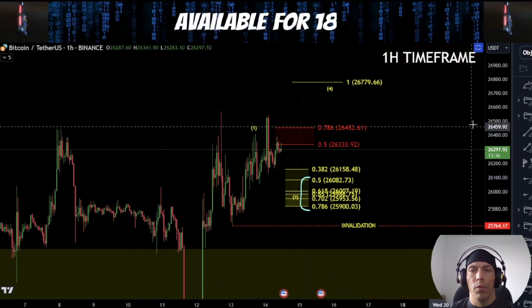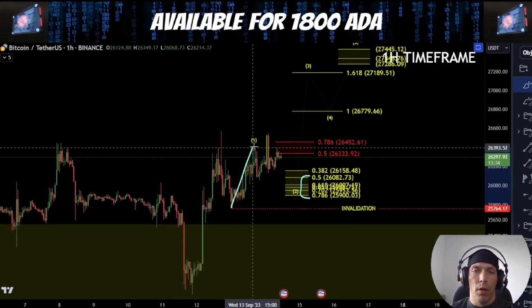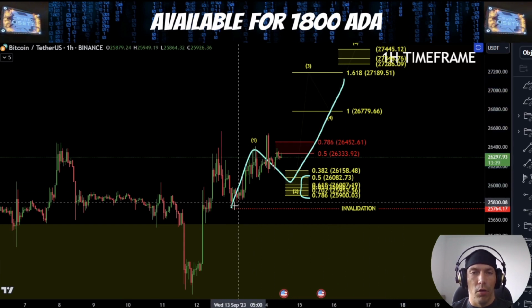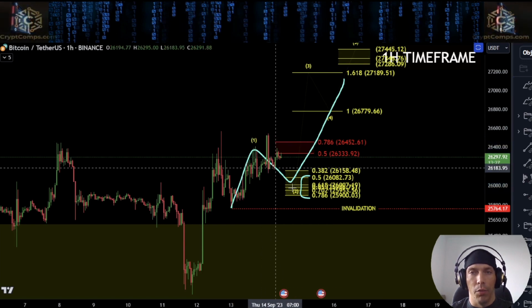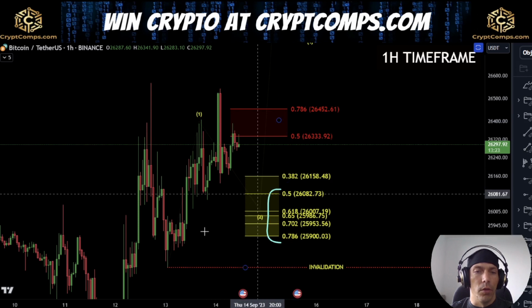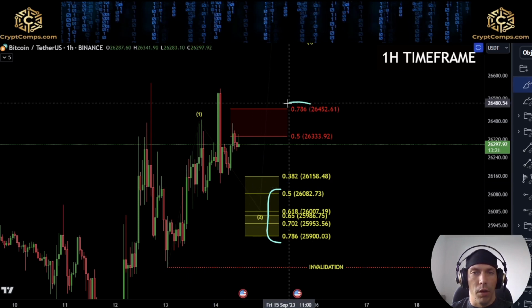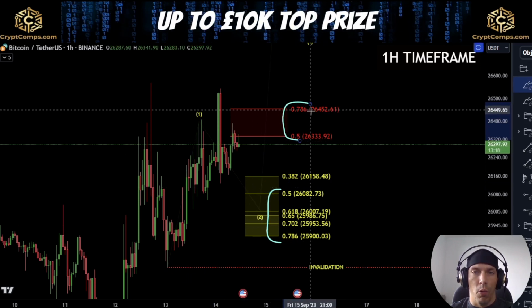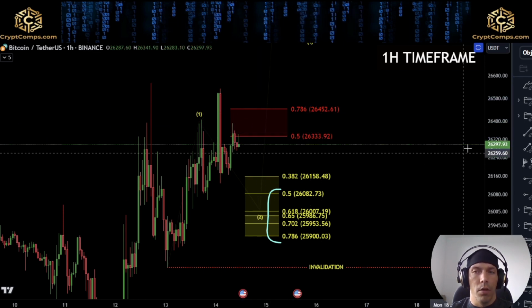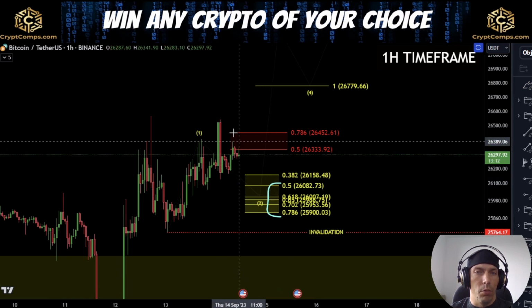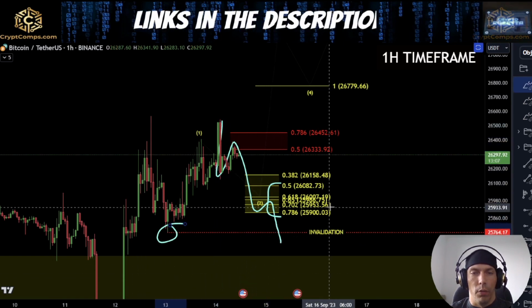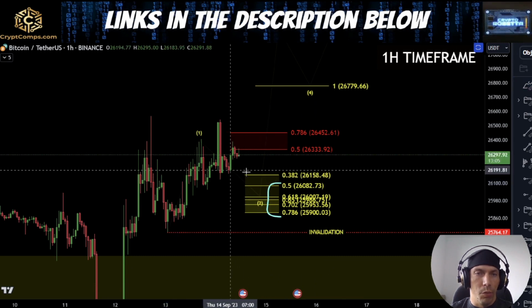Invalidation is here. What we'd be looking for from that point would then be a rally to the upside, looking to hit this 1.618 of this first leg to the upside for more confirmation. But we'd have to get over this resistance level that we've got in the red here, which is sitting between 26,452 and 26,333 until we actually break back above this zone. We need to just be mindful that we do have other counts here which are looking for a break of this level. So it's going to be interesting to see how we respond to this.